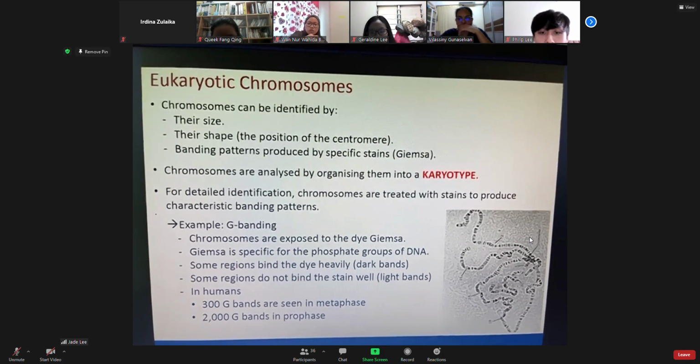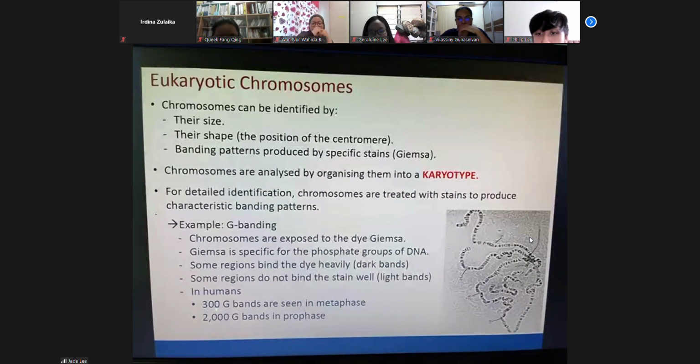And then in humans, you have about 300 G bands seen in metaphase, whereas you have 2000 G bands in prophase. Why? So from there, you can see the stage of the cell. Each stage of the cell produces different types of banding. And from the banding, you can tell which stage the cell belongs to.